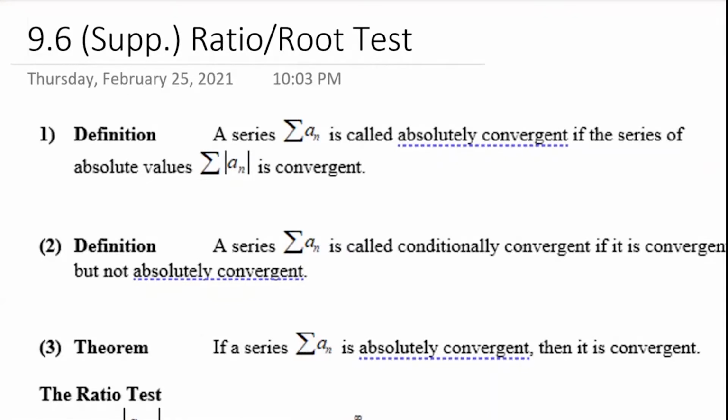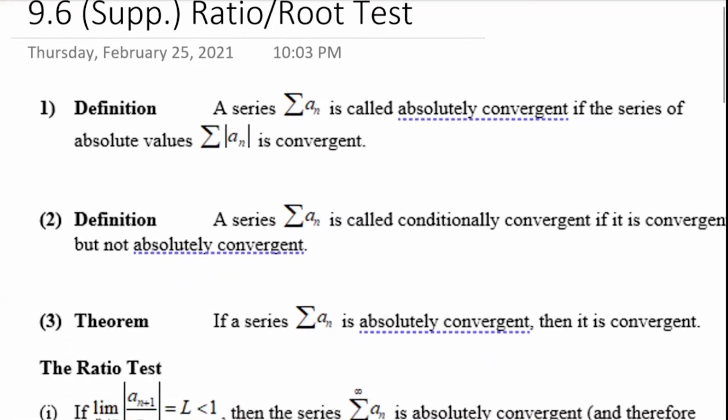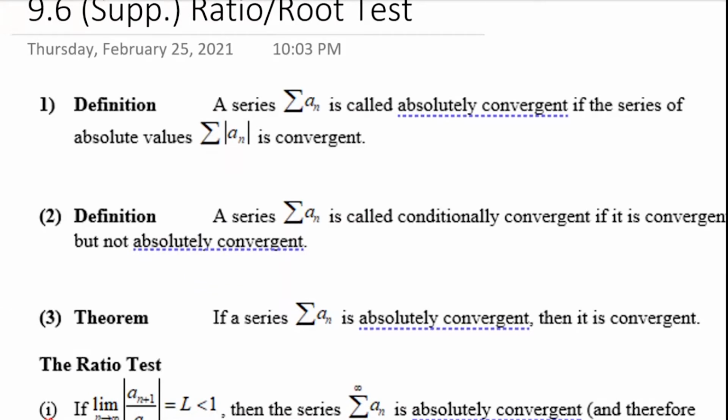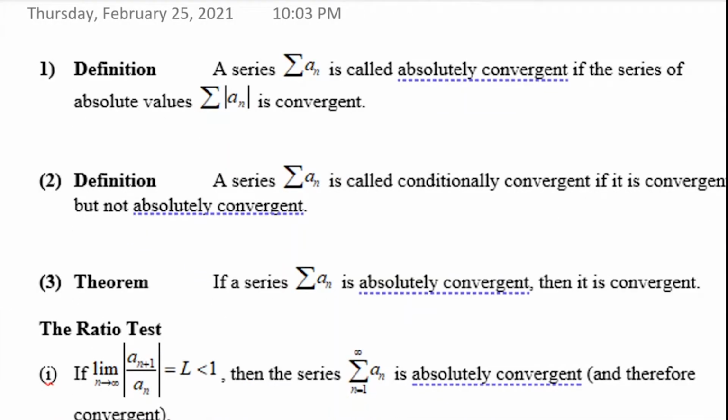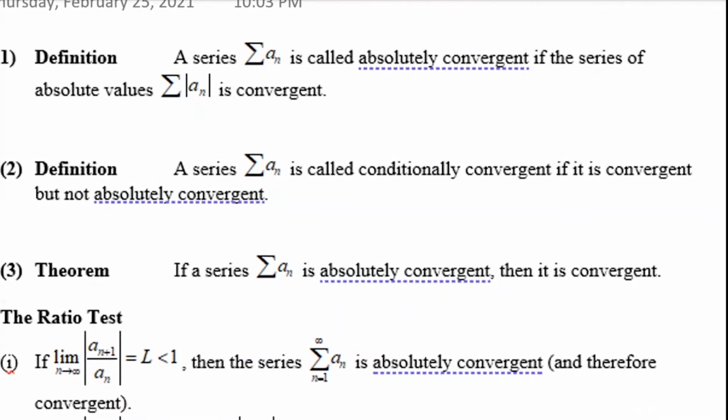Absolute convergence versus conditional convergence. What does that mean? Okay. Let me give you an example of a series that's absolutely convergent. Let's say that's (-1)^(n+1) over n squared.